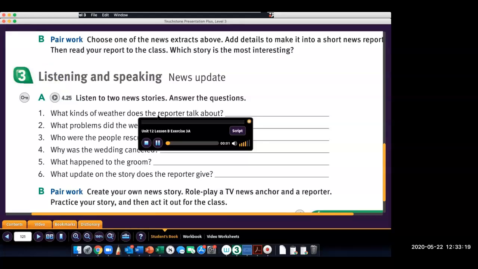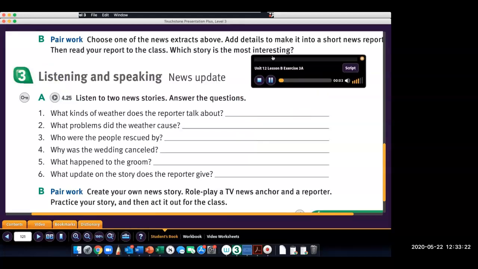Page 121. 3. Listening and speaking. News update. A. Listen to 2 news stories. Answer the questions. Good morning. This is John Cho. First, here is a report on the severe storms that caused so much damage in the northern part of the country last night. Cindy Chavez is reporting from one small town that was hit by the bad weather. Cindy, what's the situation like there?